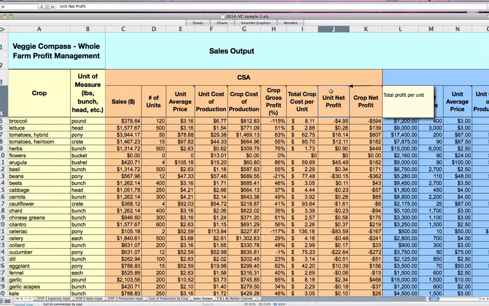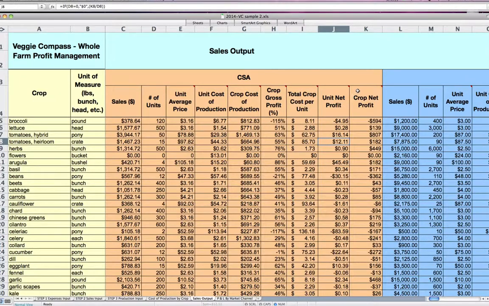This is what is left over after the total crop cost is met. It is straight profit on each unit. For example, every pound of broccoli I sell via my CSA channel loses me $4.95. And for every crate of heirloom tomatoes I sell, I make $12.11 in profit.